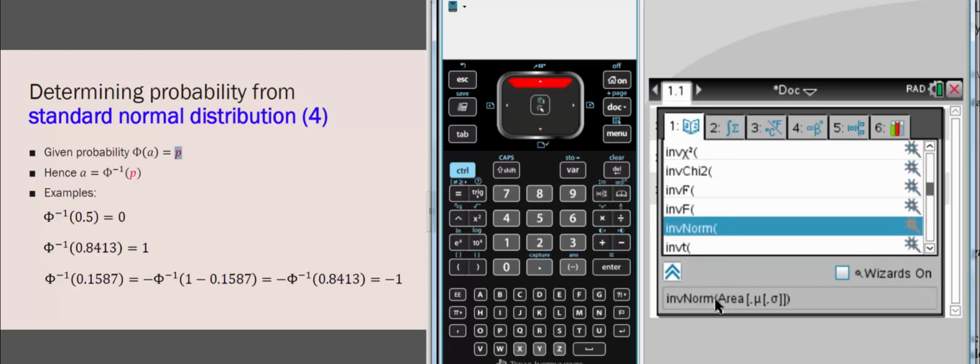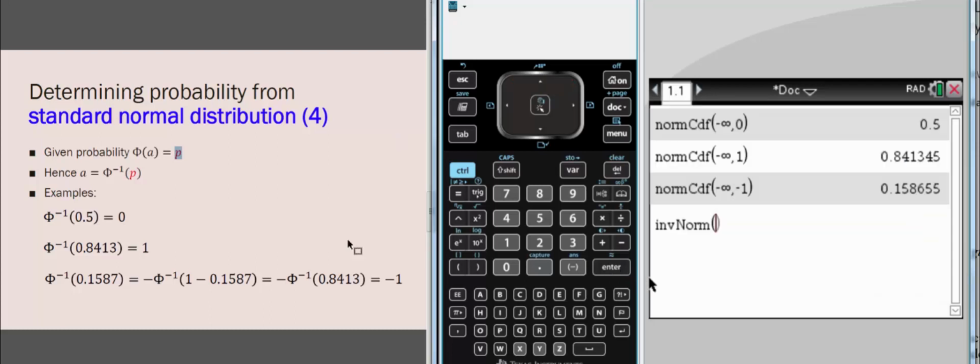INVNORM. What it does, look at the hint here. Input the area. I can skip the mean and sigma, so it will give you simply the x value you need to go up to from minus infinity, of course, in order to get the prescribed area. So let's press enter. For example, if you wish to get 0.5 probability, what x value do you need to go up to? Well, obviously you go up to 0.